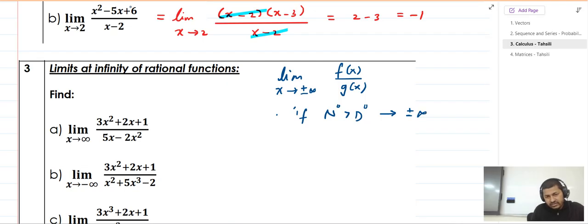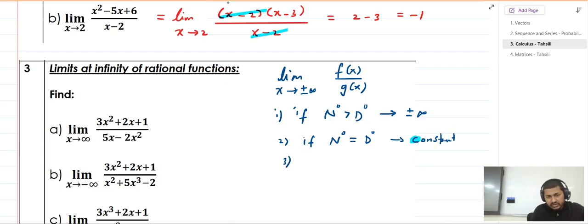If so, this is case 1. Case 2, if the numerator degree is equal to the denominator degree, then we have an answer which is a constant. I'll show you how to do this. You'll end up with a constant answer. In other words, you'll take the coefficient of the highest degree in the numerator and the coefficient of the highest degree in the denominator. You'll get a constant answer.